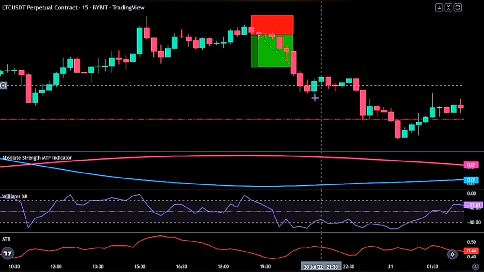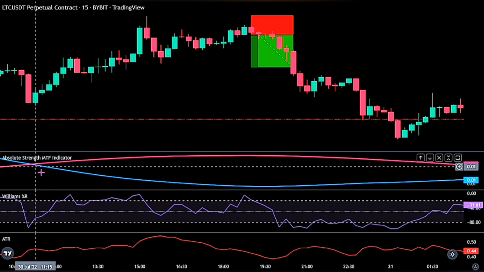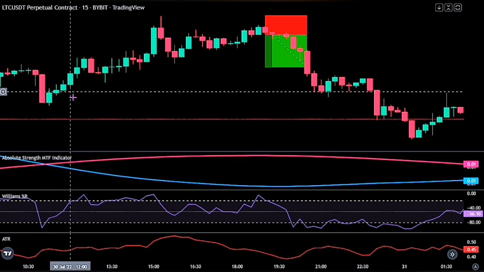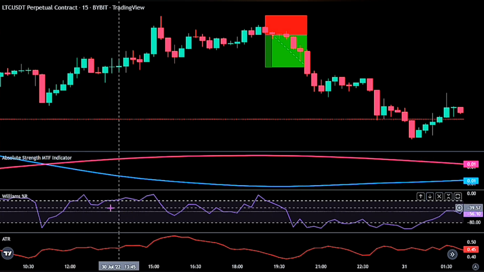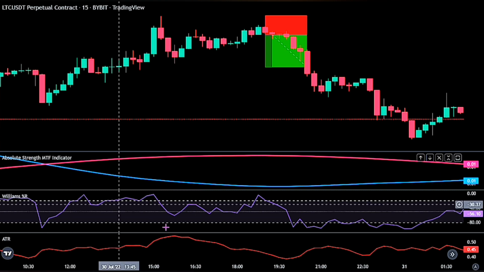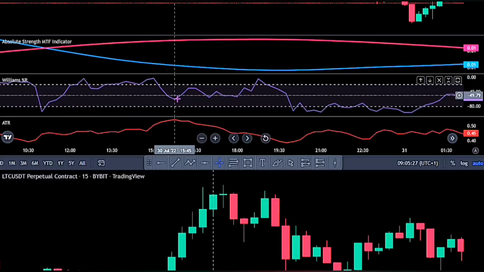Please take note that we don't enter a trade after the cross on the absolute strength indicator, as we would want to be sure that the change of price direction is valid. So we would wait till the first close that occurs below the zero line on the Williams percentage for short positions and above it for long positions.